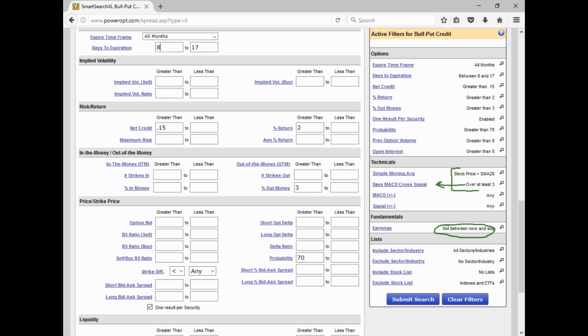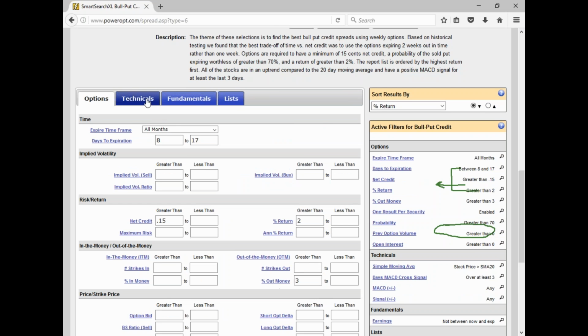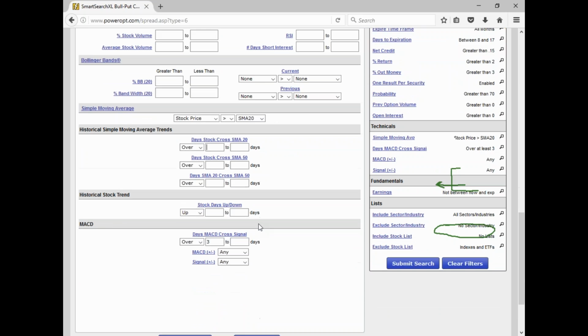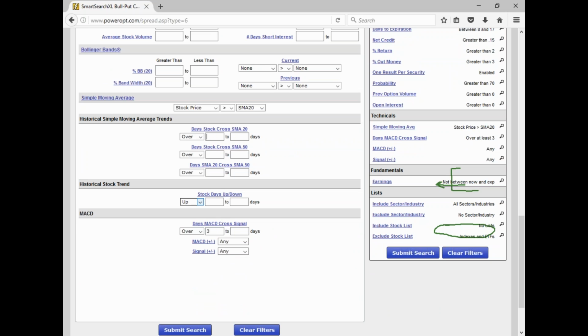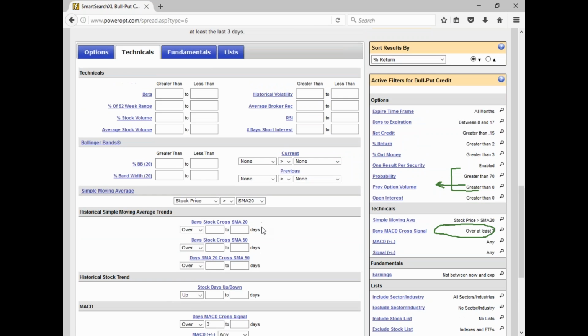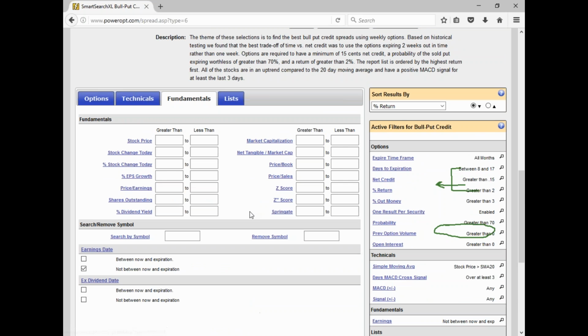Now, related to what you had mentioned about risk and return using the different criteria, other things that you could use, if you go to the technicals, you could use Bollinger Bands if you wanted to. You could look for days that the stock has crossed the SMA 20 to be greater than 2 or greater than 3, for example, to look for a longer term trend. You could use the number of days the stock's up or down, but I don't think that's really a good long-term indicator for any example.